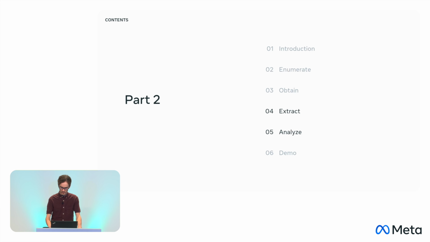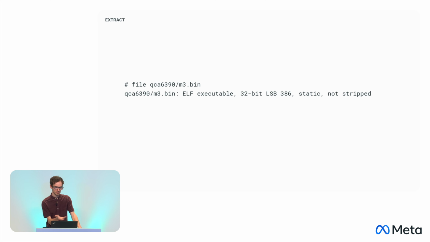So the first thing you might do, which a lot of people will do, is just try and figure out what kind of file it is. On Linux, you can use the file utility for this. And sometimes you'll get lucky. The example we had last time of that Wi-Fi firmware, m3.bin, it turns out it's just a normal ELF executable, the same as any other executable on Linux.